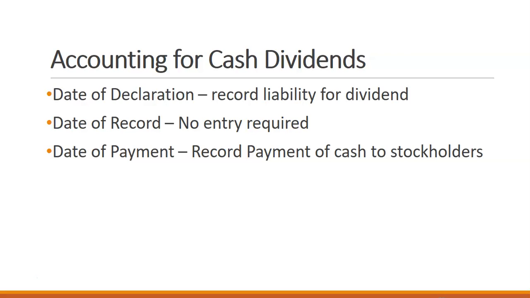The date of record records everyone who is a current owner of that stock. Whoever is the current owner on the date of record gets the dividend. So if I sell a stock after the date of record, I would get the dividend and not the new owner. The date of payment is the date that the payment of that cash dividend goes out to stockholders.